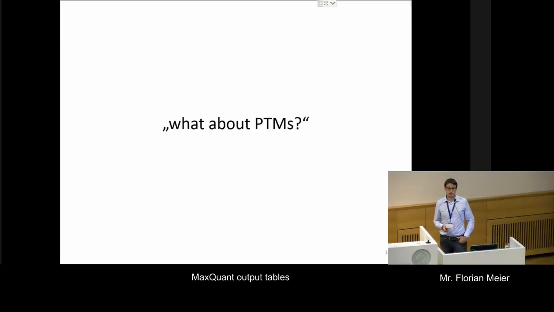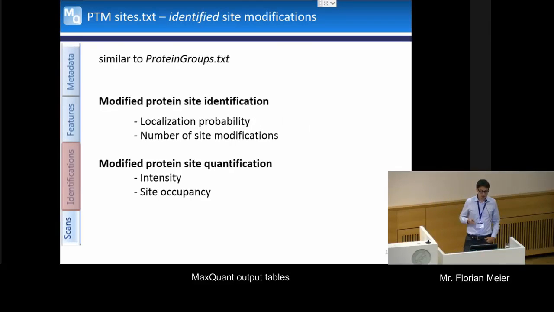And the same is true for post-translation modifications. So there we have a very similar table. That's the PTM sites.txt, and that table contains all the proteins that were identified with a modification on one of the sites. So again, we have the information about the modified protein site, which means we get the localization probability and also the number of total modification sites. And as usual, we get the quantitative information also for the modified proteins, meaning we get the intensity. So this could be anything from label-free quantification to TMT.